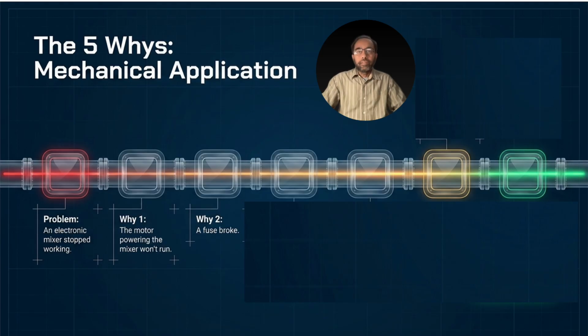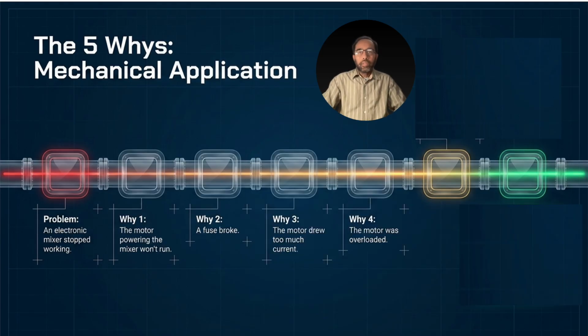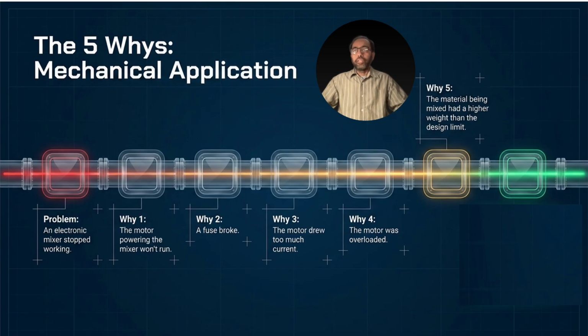You ask again, then why? The motor drew too much current. Now it's leading towards the root cause. So why, you ask again? You find out the motor was overloaded. Now you're getting real close to the root. Why was it overloaded? And then you get the answer. The material being mixed had a higher weight than the design limit, or the specifications for the motor.